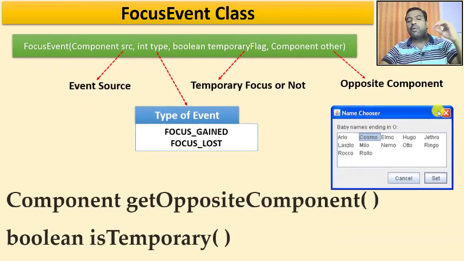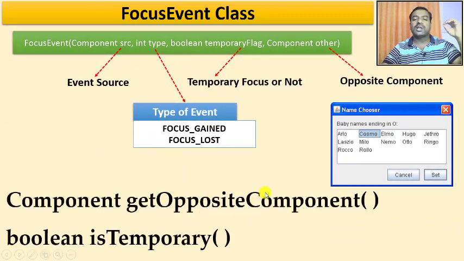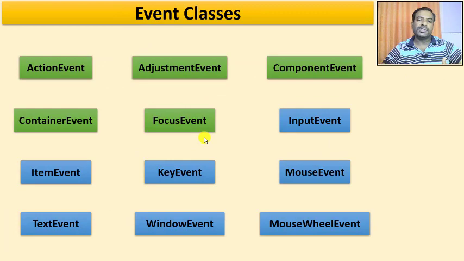Now if I want to know what the opposite component is, which is working right now, we're going to use that function. And if I want to know whether the component is temporary or some sort of permanent, I am going to use the function isTemporary. This is going to return true if the focus stays temporarily, and if it returns false, then the focus of the component is going to stay permanently until I deactivate it. And this is what the focus event is going to be.